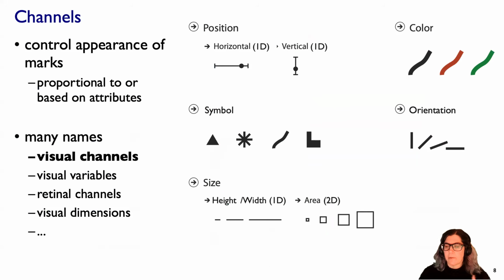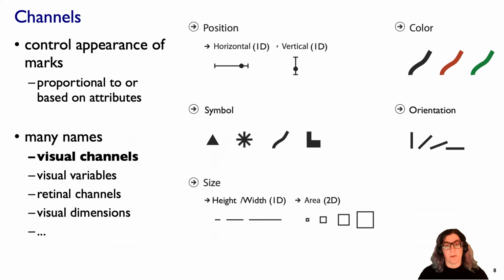So this idea now that if we have a mark, we could have channels. We could control the appearance of that mark in some way that's somehow in proportion to or directly based on attribute values. Now, these channels have many, many names in the literature. Some people call them visual channels or visual variables or retinal channels or visual dimensions. So for our purposes, we're going to call them channels.